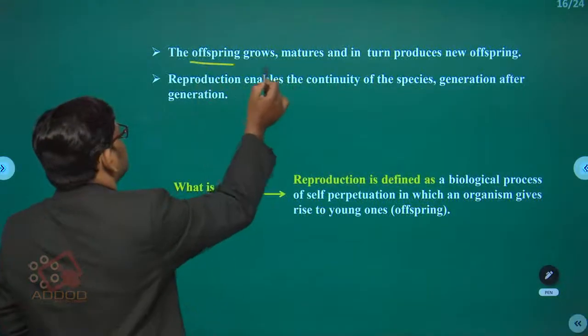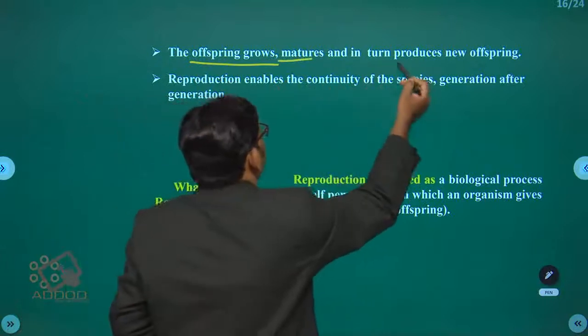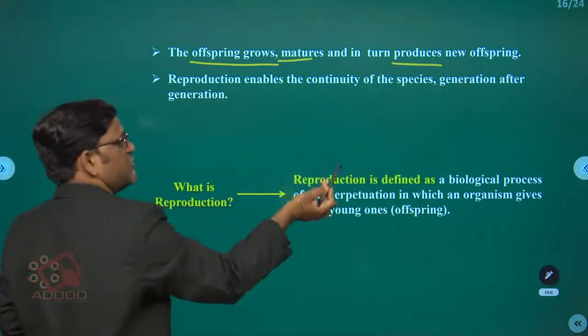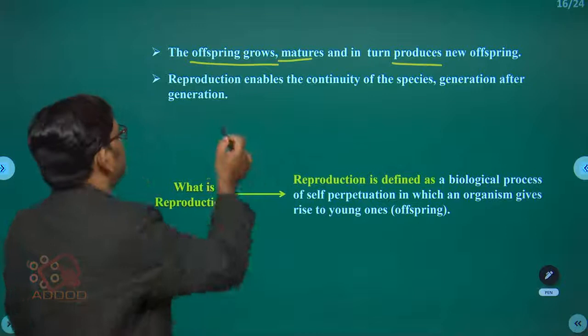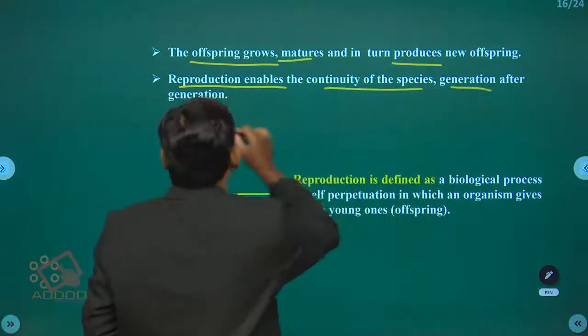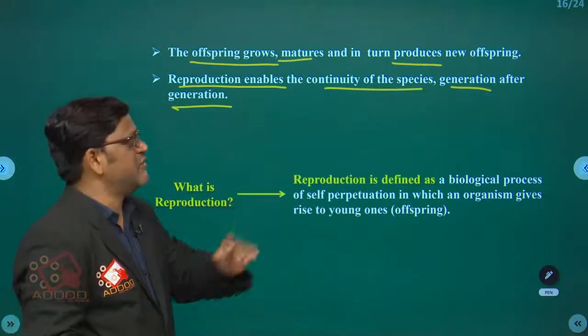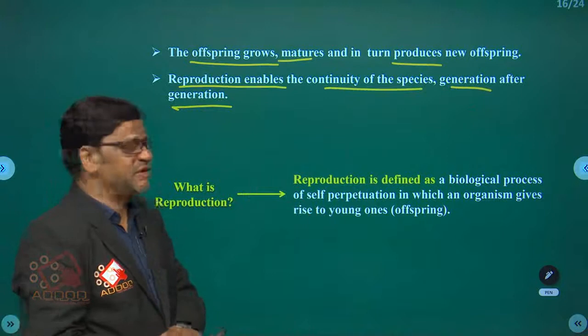So the offsprings after reproduction will grow, will mature, and in turn they produce new offspring. That is called as what? The life cycle. The reproduction enables the continuity of species generation after generation. So reproduction enables the continuity of species generation after generation.